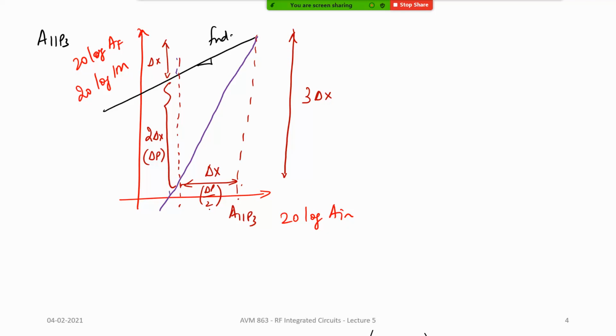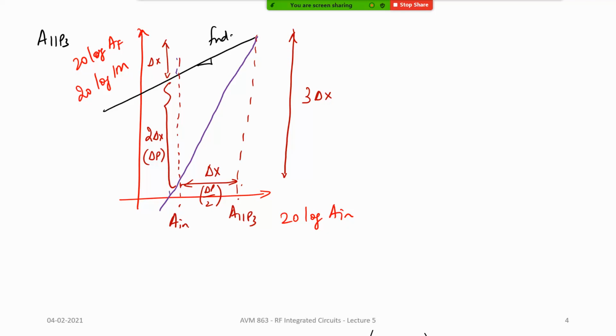From AIP3, if your A in is some delta X away, for example, if your AIP3 is 20 dBm, and let's say your input amplitude is 0 dBm, your output fundamental would have come down by 20 dB, the same amount. But your IM3 component would have come down by 60 dB, and the relative IM would have come to 40 dB. That is what we are saying.